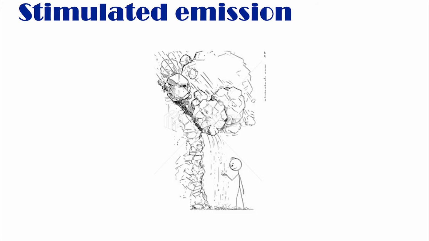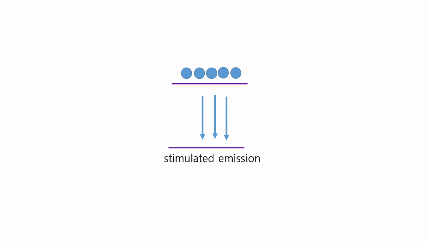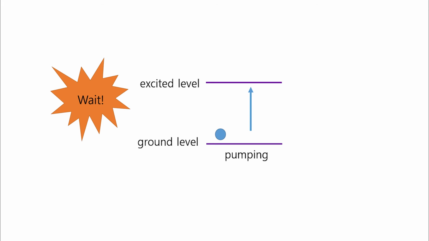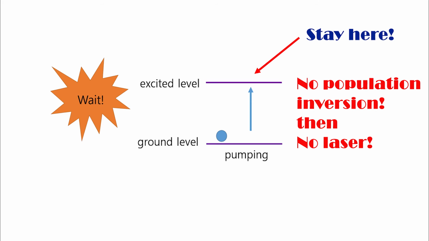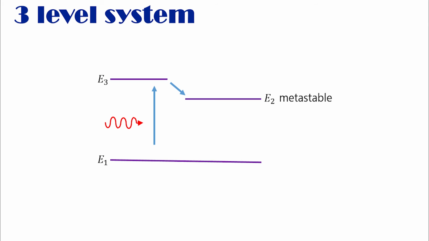Now you know the stimulated emission is something like this cartoon. And now you know you need lots of electrons in the excited state for stimulated emission. Oh, but wait. What if electrons fall down as soon as they jump up? Hey, stay there! Oh, we cannot because of the Boltzmann statistics. No population inversion, then no laser. We need a little trick to avoid this.